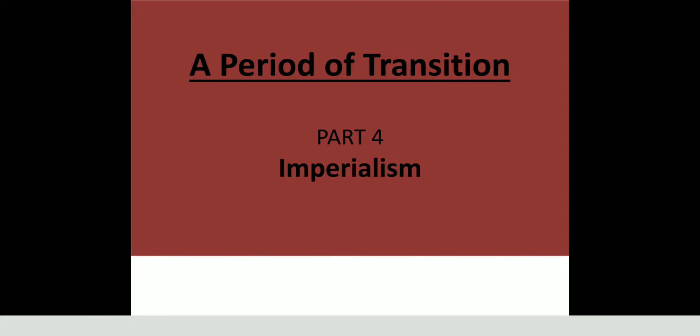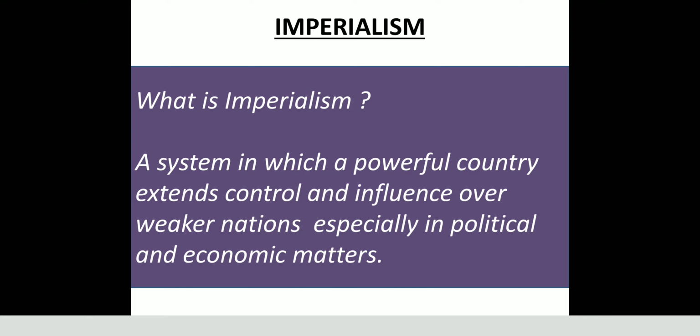So, having studied about the Industrial Revolution, today we are going to study about imperialism. What is imperialism? Imperialism is a system where we see a powerful country, that is, a country which is economically prosperous, technologically advanced, and militarily very strong. It goes on to empower or exercise control over a weaker nation for its own vested interests.